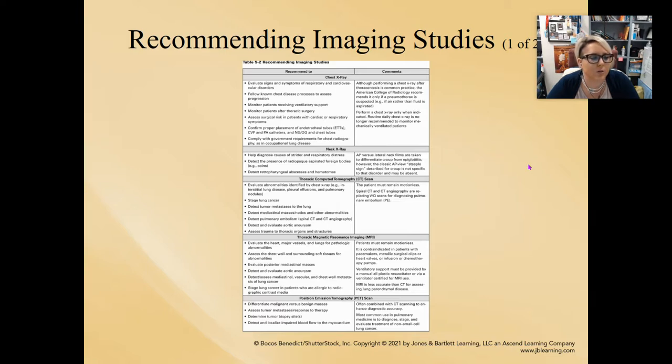So perform a chest x-ray only when indicated. Routine daily chest x-ray is no longer recommended to monitor mechanically ventilated patients. It's not recommended. You don't have to do that. If your patient is stable on a mechanical ventilator, there's really no point. You see the ET tube in line, it's not moving, it's staying at position. The only reason you would order another x-ray is based on changes, or you're trying to see improvement of a pneumonia or a pneumothorax or something like that. You wouldn't do it routinely, is what they're trying to say.